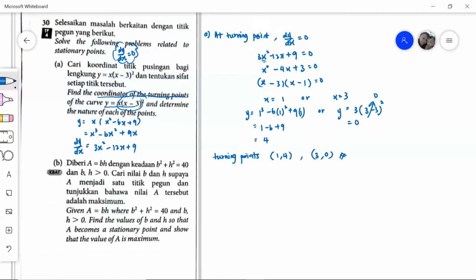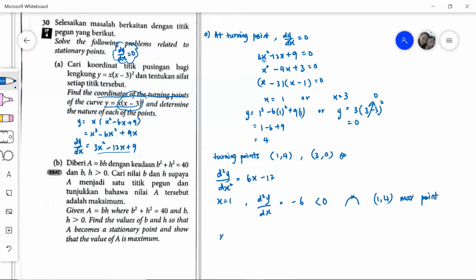Now we just need to determine the nature of the points. In this case, our dy/dx is this. Instead of sketching the tangent, I prefer the second order derivative because it's quite straightforward to differentiate another time. So we will have 6x minus 12. When x equals 1, for the second derivative, we substitute 1 in, so we have negative 6, less than 0. So it's a sad face. Therefore, this point (1, 4) is a maximum point.